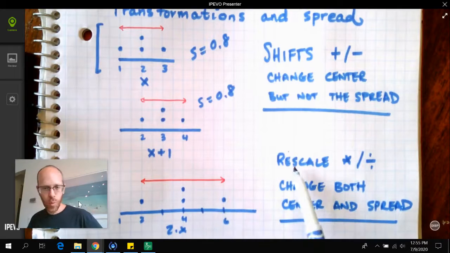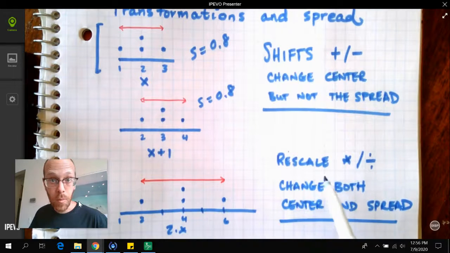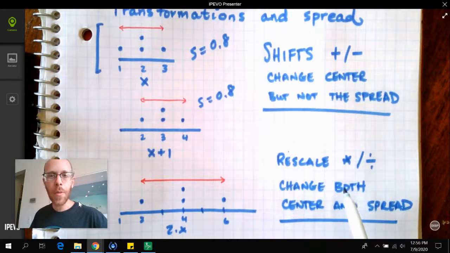So this is called a rescale because we are multiplying. A rescale is any time that you multiply or you divide by a number, and a rescale will change both the center and the spread.